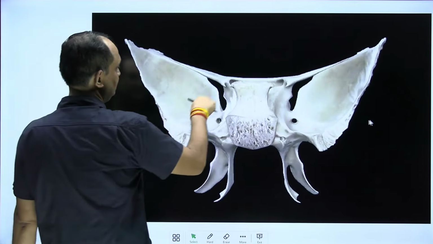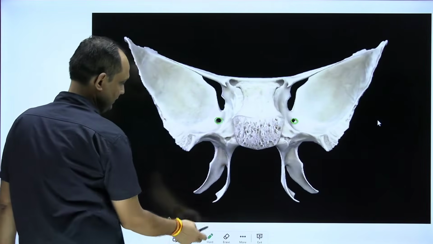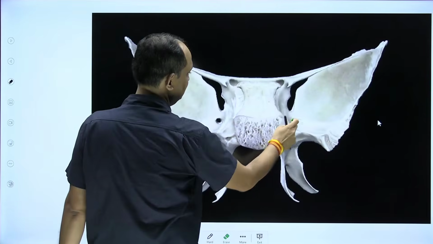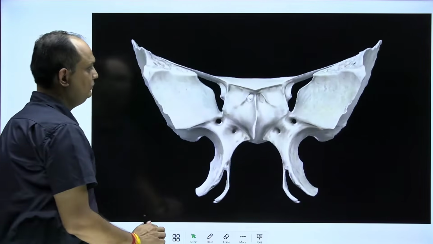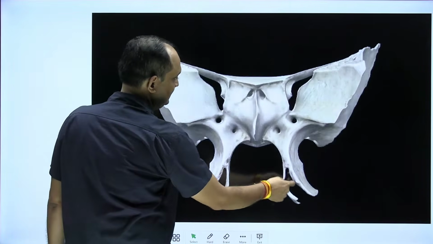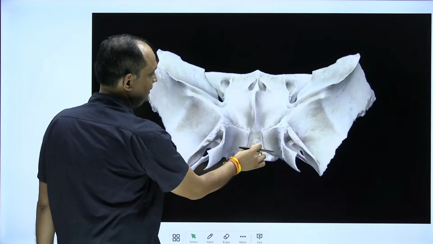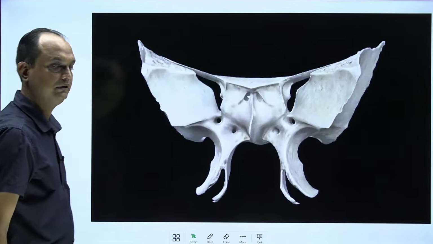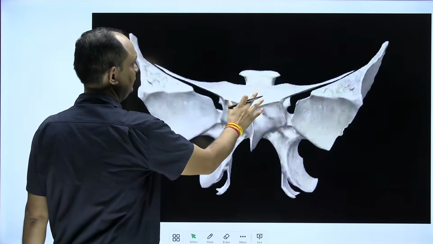Here you can see the middle cranial fossa. You can see the two foramens. These are known as foramen rotundum. Clear? These are the foramen rotundum. So this is the first thing. Now here you can see the medial and lateral pterygoid plates, and this is the inferior surface where you can see the spine which is going to form the joint with the vomer. Now this is the superior surface of the sphenoid.